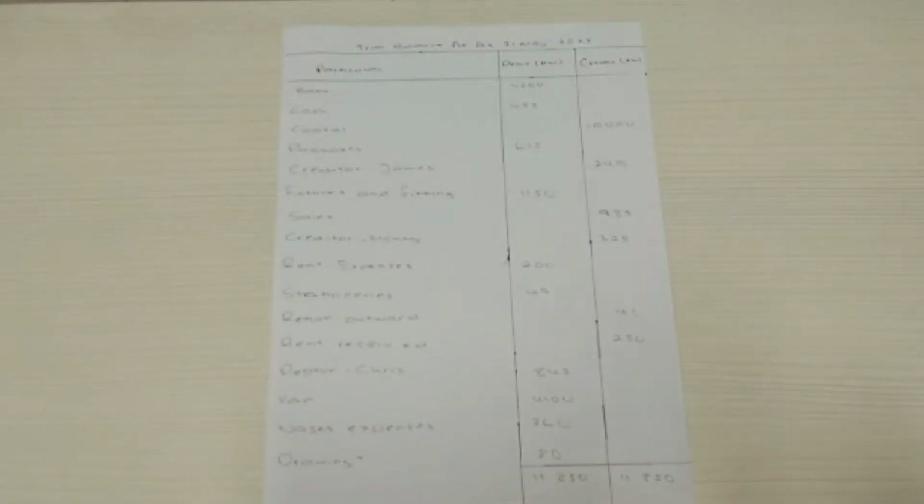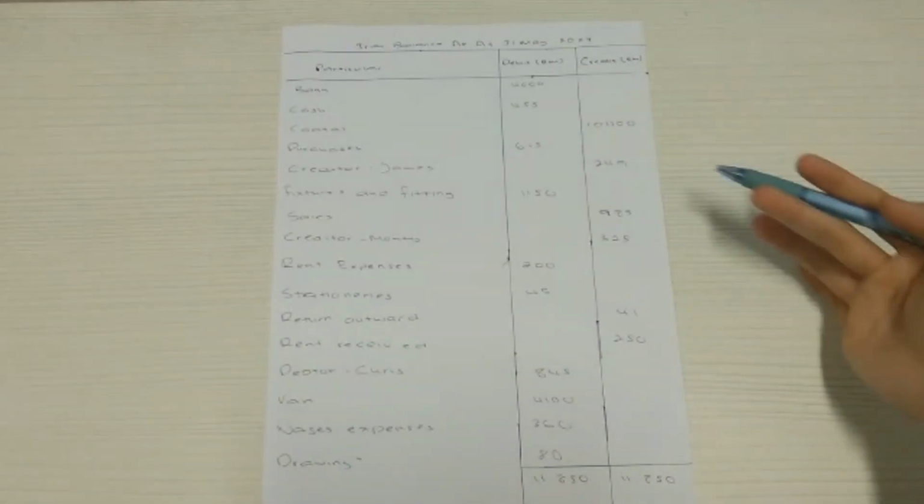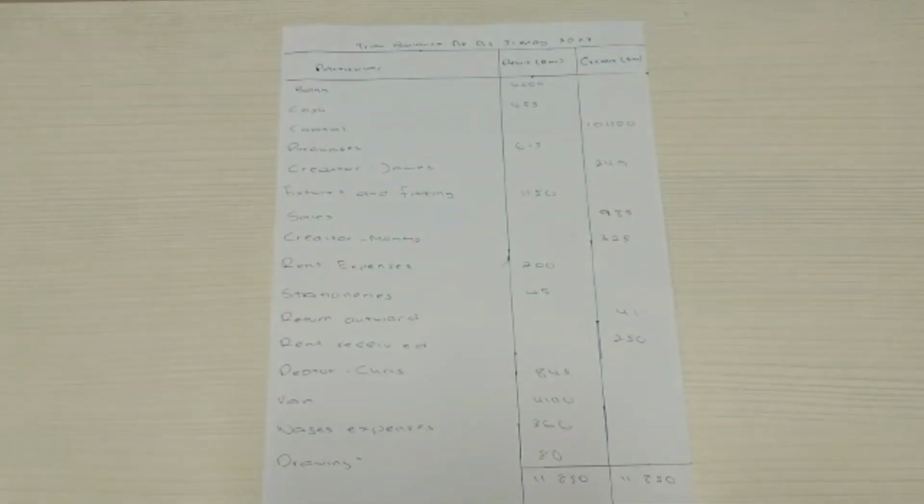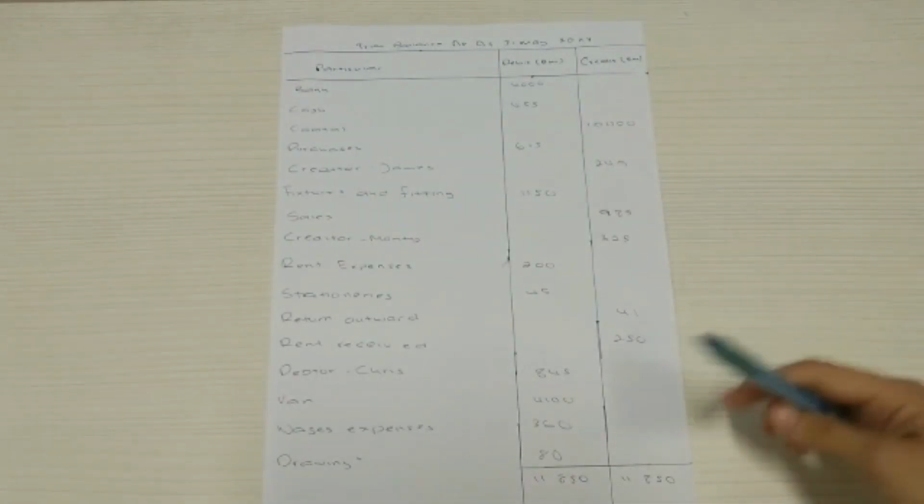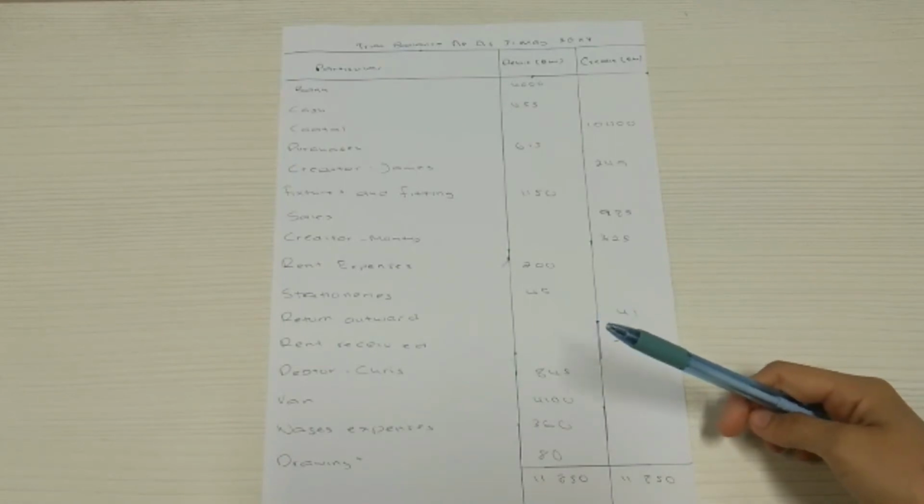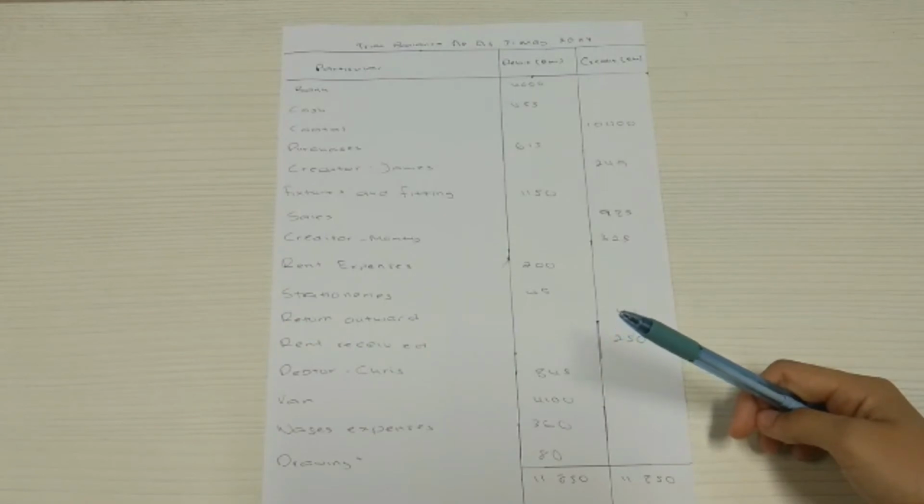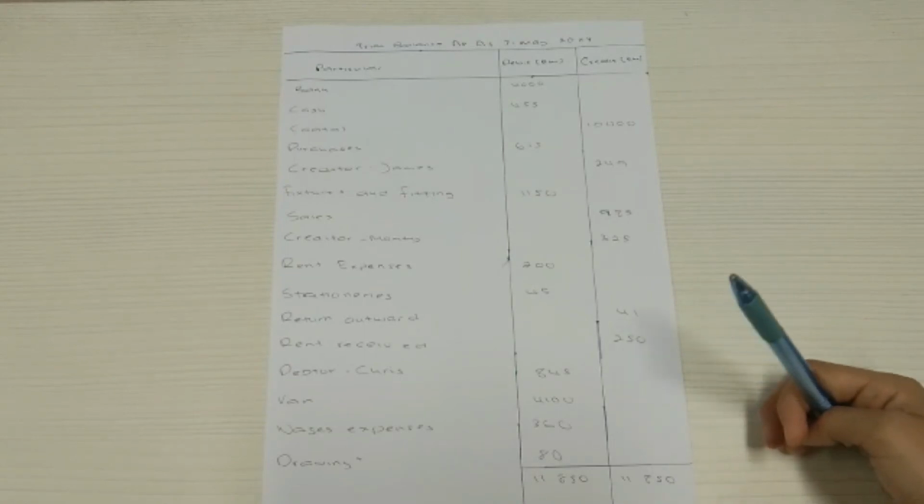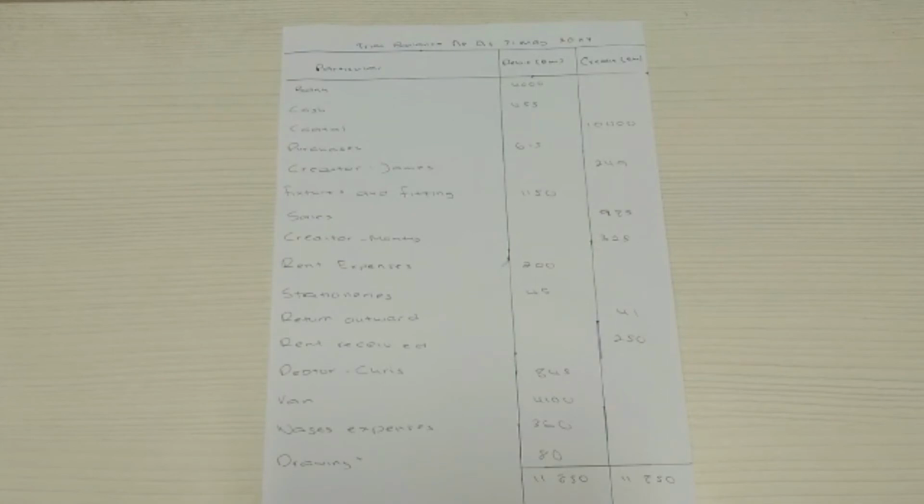For the last topic, I would like to show you about the trial balance. First, the objective of the trial balance is that it checks the arithmetical accuracy of the double entry rules used. Second, it helps to detect errors within a given time period. Third, it helps to facilitate the preparation of financial statements.